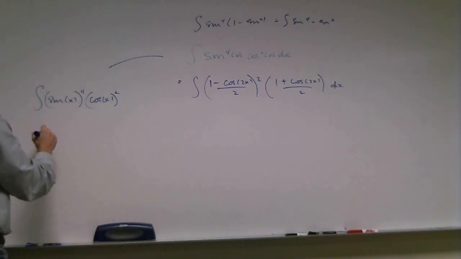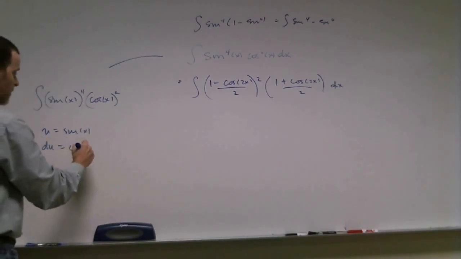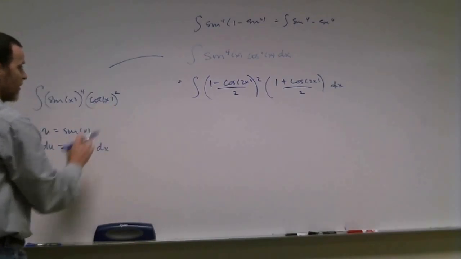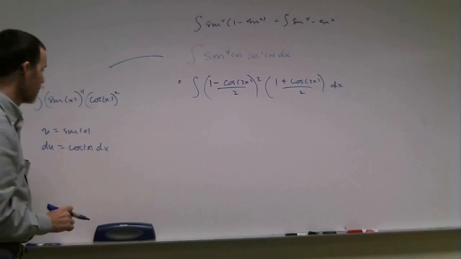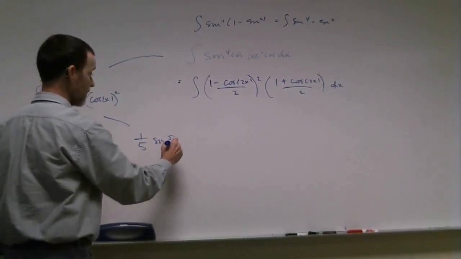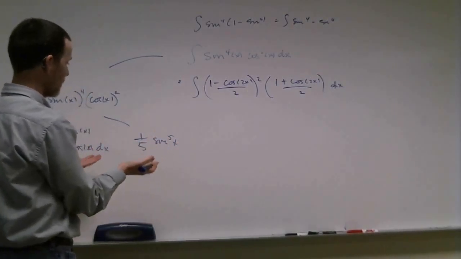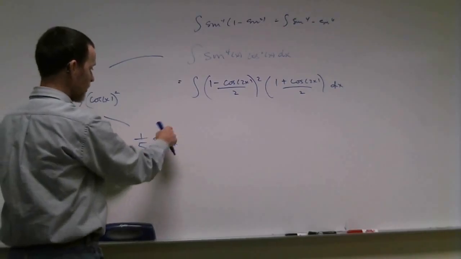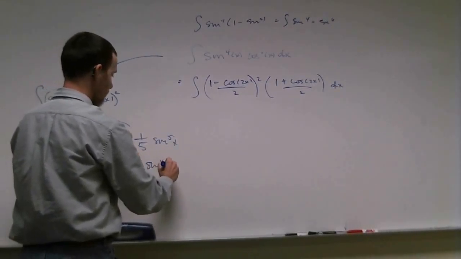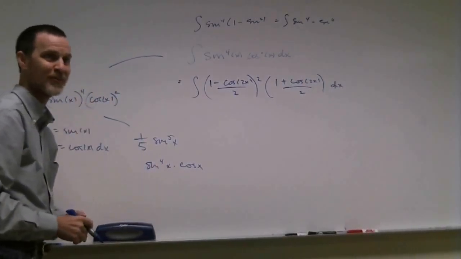The problem is, if u is sine x, then du is cos x dx. And I don't have a cos, I got a cos squared. So your guess here would be 1/5 sine to the fifth, which is what you would get if you try to use u-sub, kind of. But the derivative of this is 1/5 times 5, so I get sine to the fourth of x times cos x. That's only one of them. I need 2 of them.